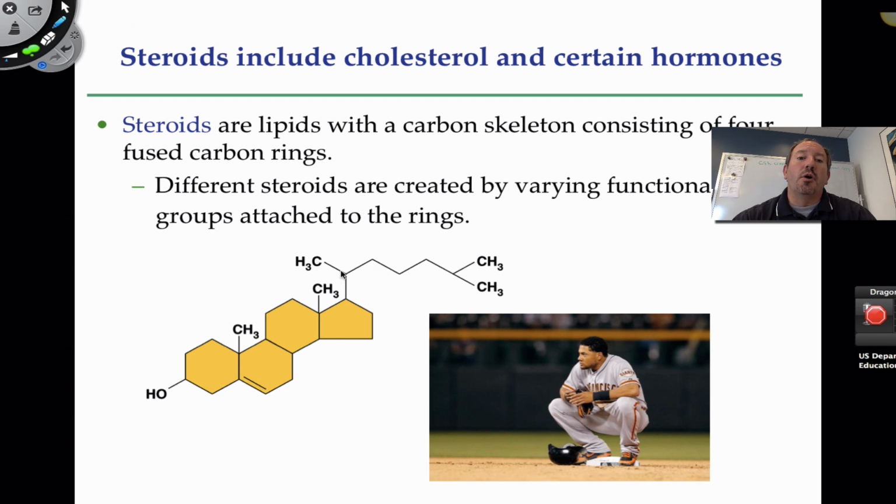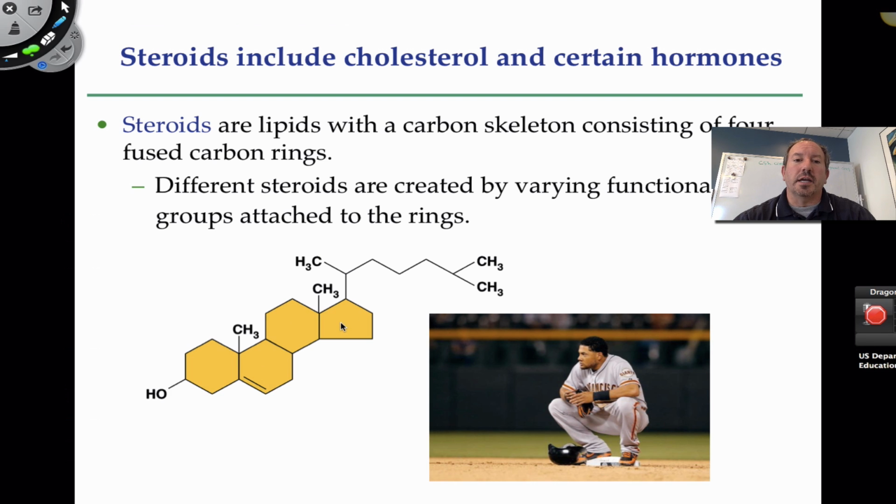And depending on what functional groups are attached to these 4 rings, you can get a myriad of different hormones. You get estrogen, you can get testosterone, aldosterone, all kinds of different hormones based on the functional groups. Now, this is essential. We use hormones all the time. They're not bad. The cells produce them, and they're chemical messengers, and they initiate a response in other target cells. And so they're a way in which cells communicate using these lipids.